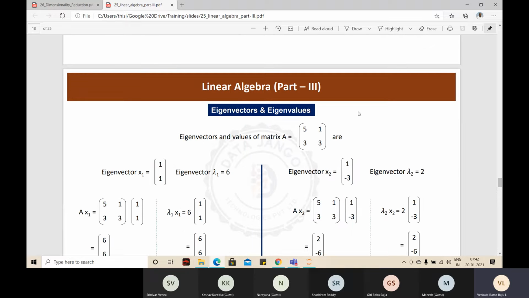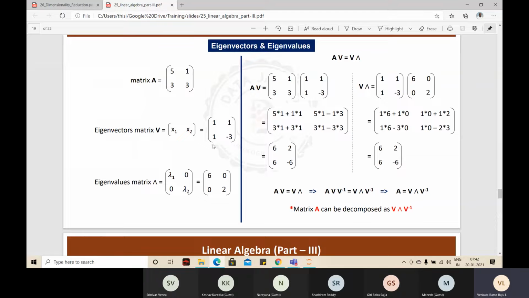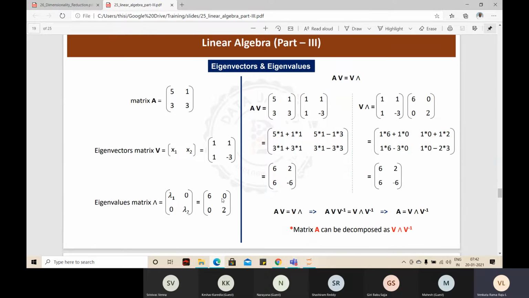Whichever characteristic the matrix is having, that characteristic will be extracted into the eigenvectors, and the eigenvalues will quantify which vector extracted how much quantity. Which vector extracted how much quantity will be denoted by these eigenvalues. Okay, so that is the key point.